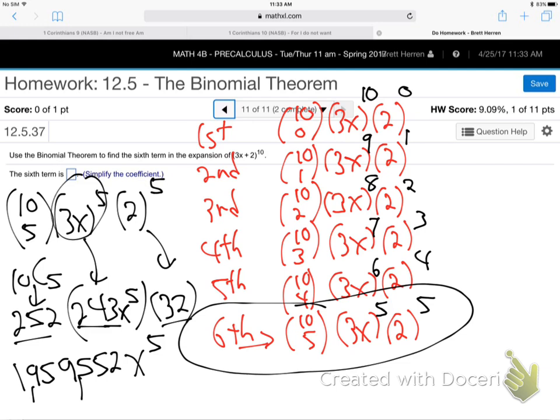Is that good? It's amazing it gets that big, huh? Just from 3x plus 2 to the 10th. You know, writing 3x plus 2 ten times and foiling it all out and gathering like terms. It gets big. Think you might mess up by one number somewhere along the way? It's almost 2 million. I can't believe that's right. 1,959,552. Is that one okay?